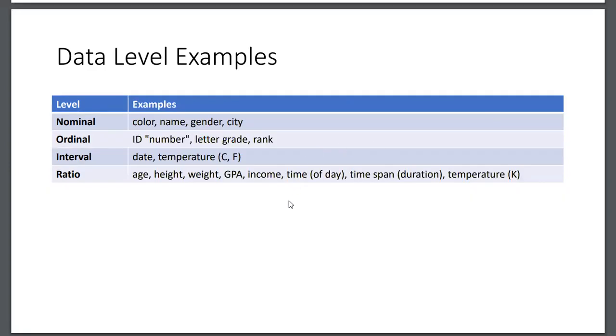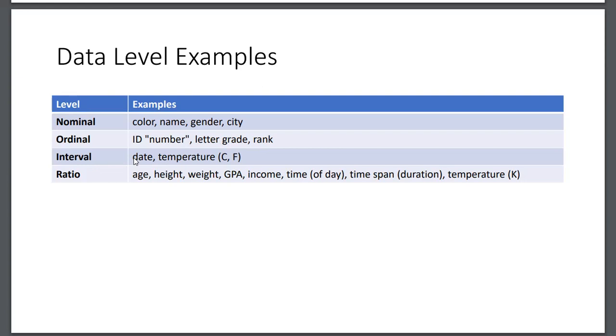Some examples of these levels: nominal, color, name, gender, city. Ordinal, where we can order things: ID numbers can be ordered, letter grades, ranks. Interval, where we can look at differences but not ratios, because there's no absolute zero.